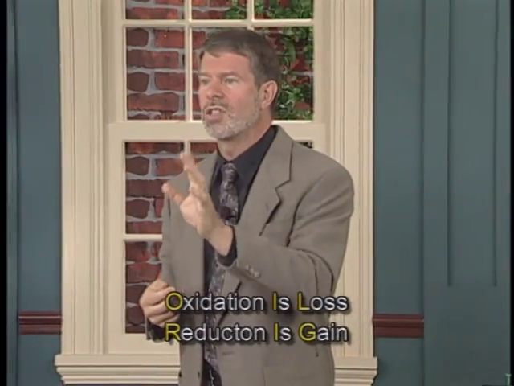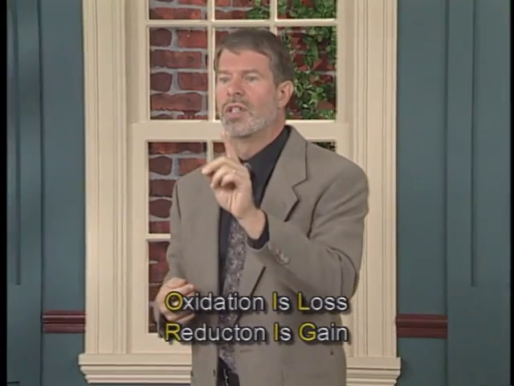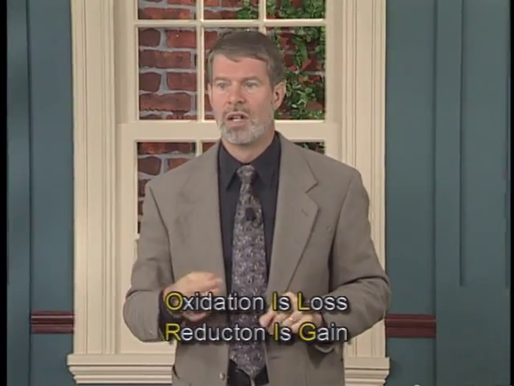All oxidation-reduction reactions involve the movement of electrons. When iron metal is oxidized during rusting, the iron atoms lose electrons. When iron ore is reduced during smelting, the iron atoms gain electrons. This leads to the mnemonic OIL RIG: oxidation is loss, reduction is gain. All batteries rely on this transfer of electrons.